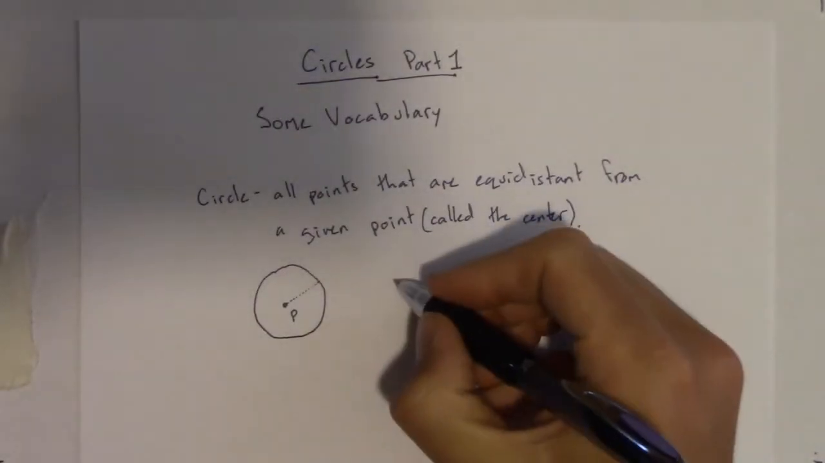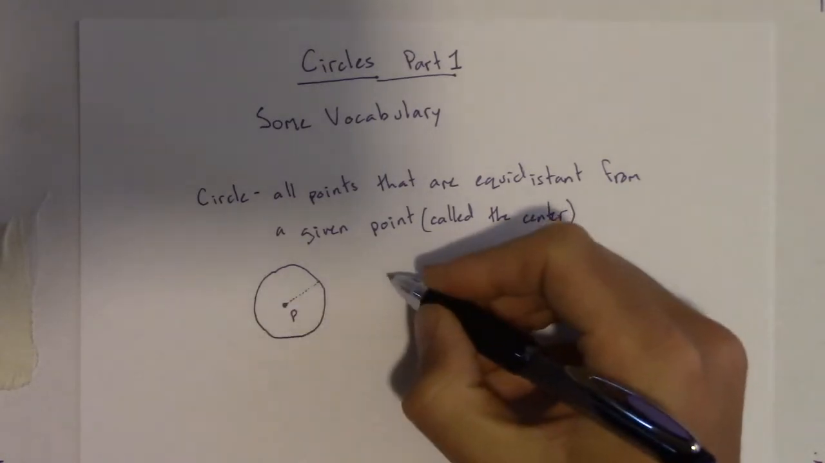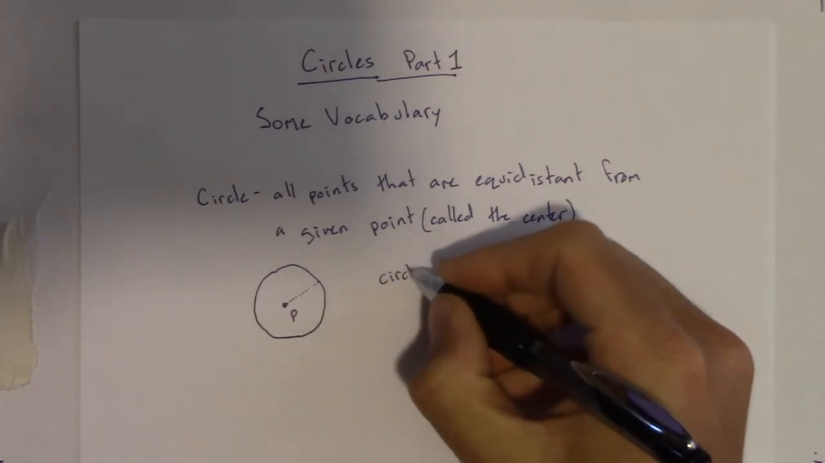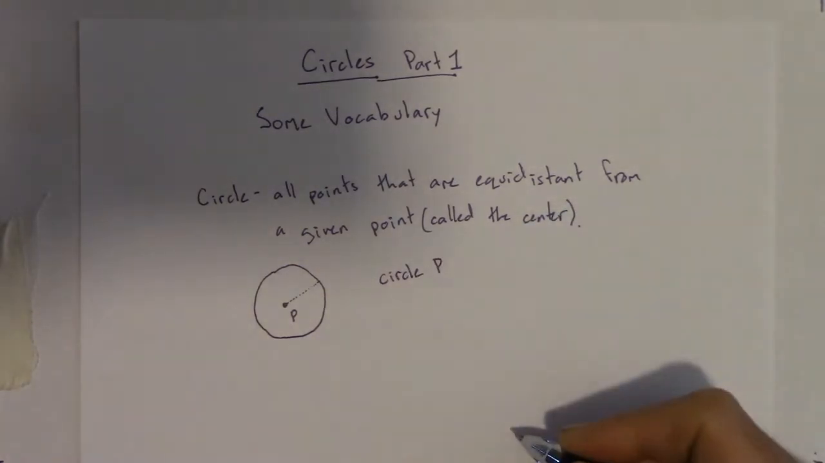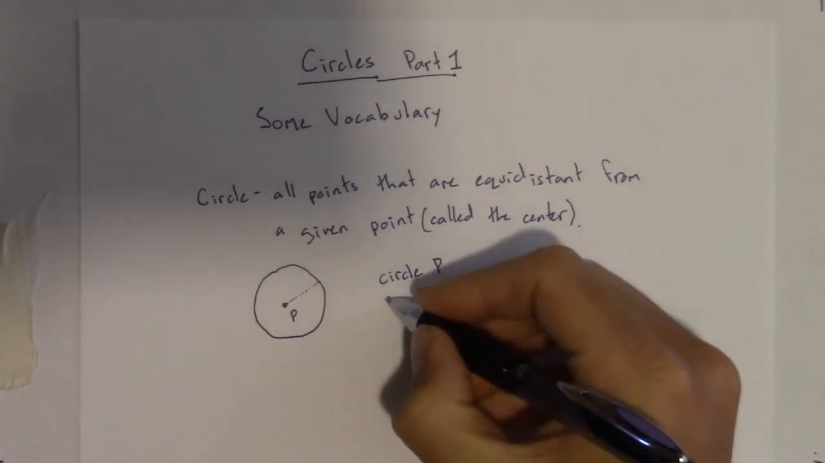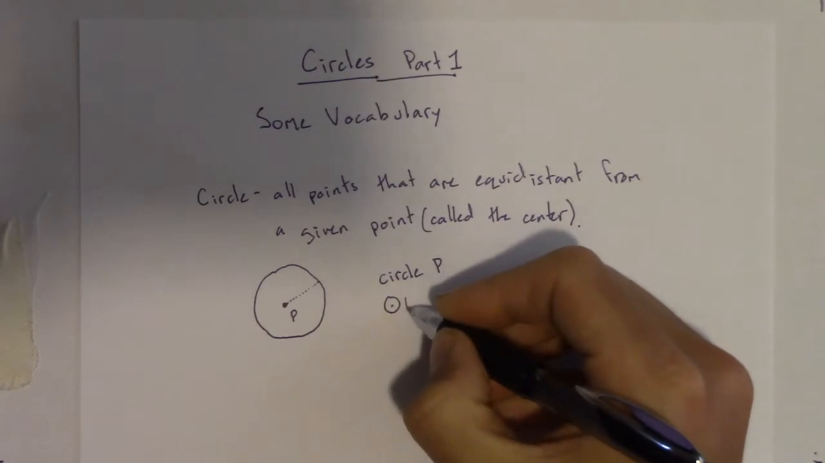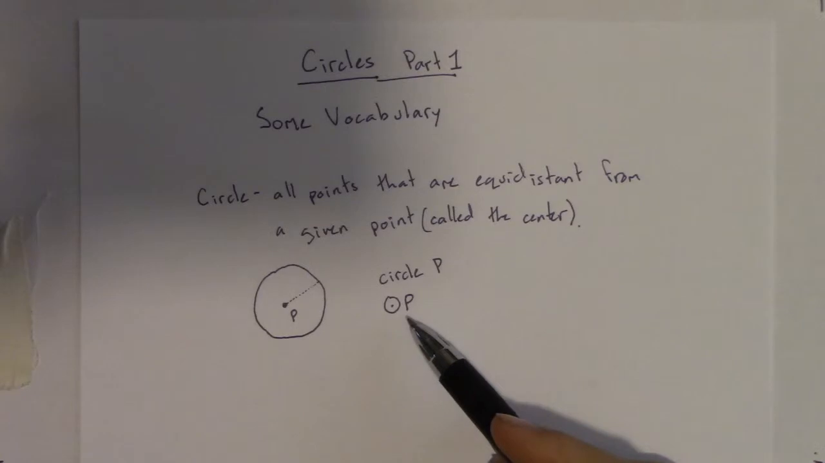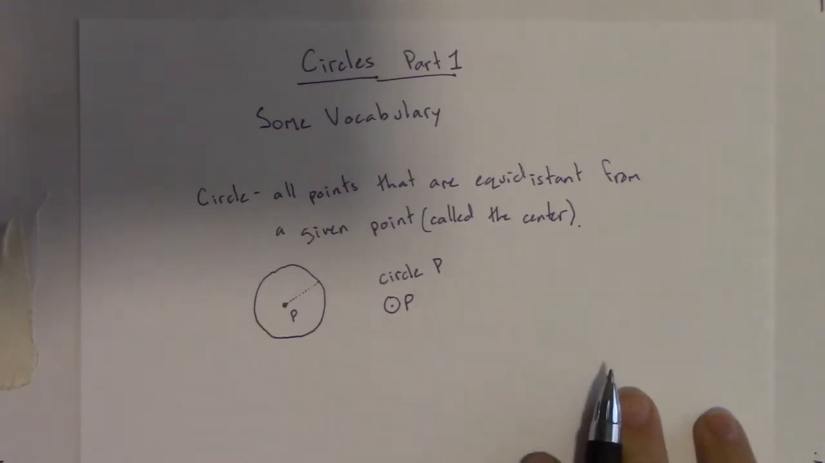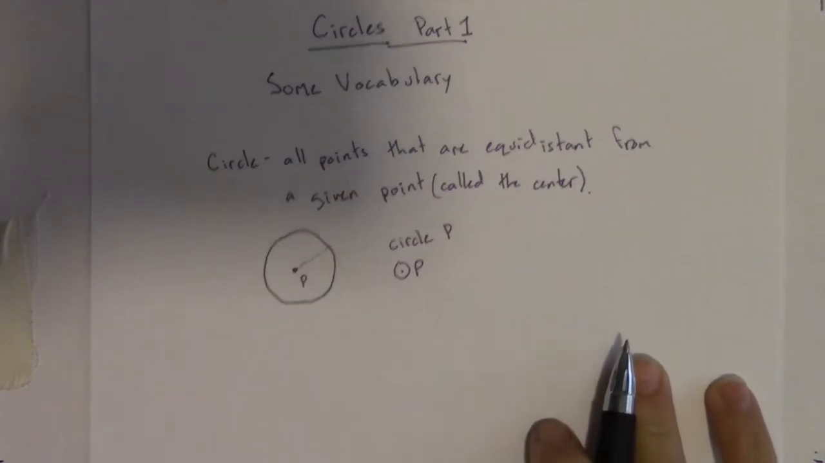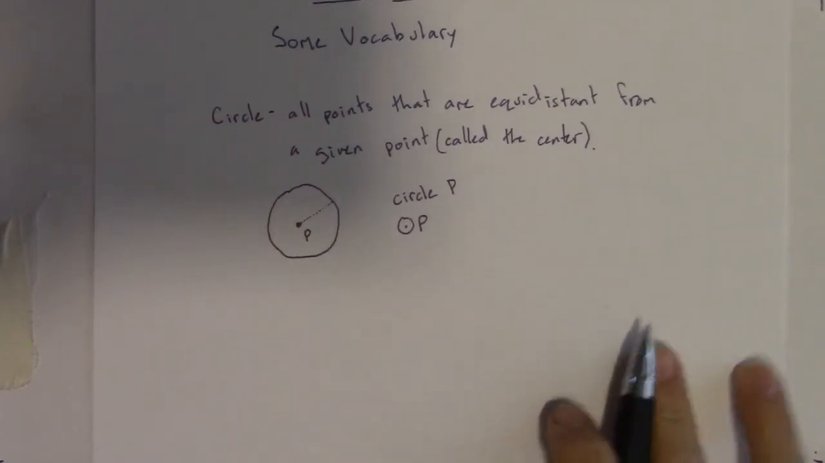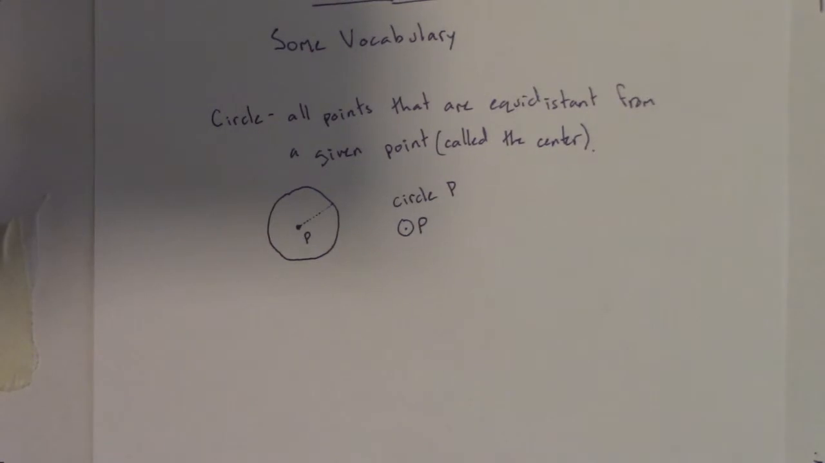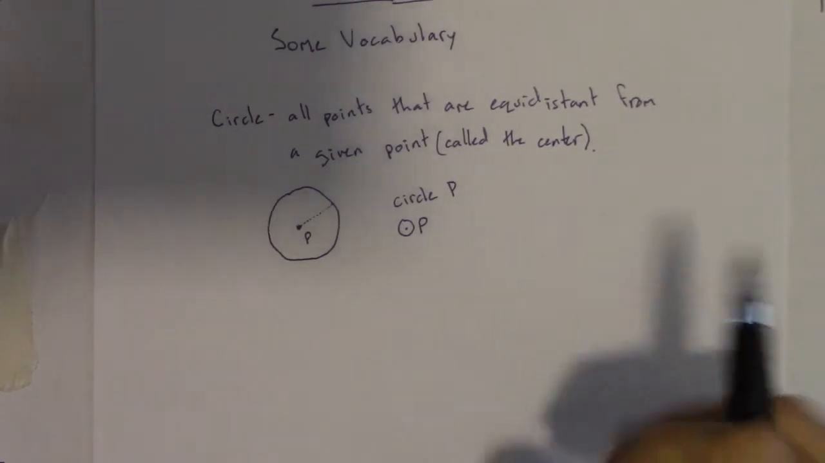From a naming standpoint, if I was writing a statement about this picture, I would have the option to either call it circle P, or shorthand wise, you could use a circle with a dot in the middle, and this is another way of claiming it to be circle P. In addition to circle P, I'm going to talk about some line segments and then some angles that are associated with our circles.